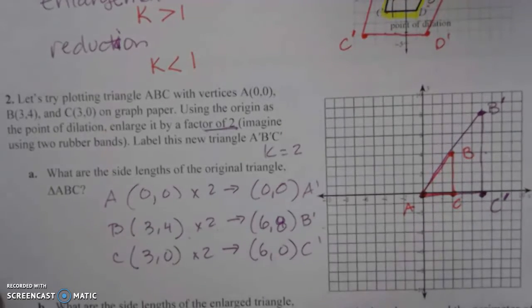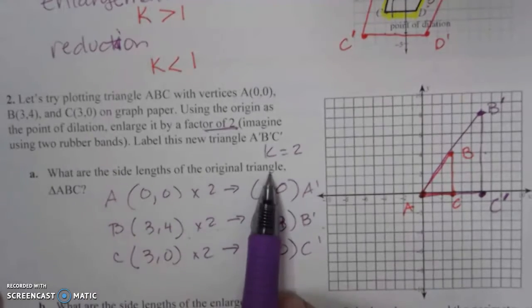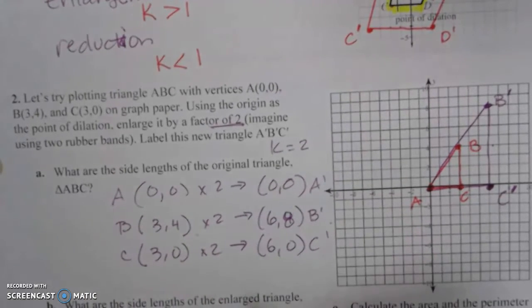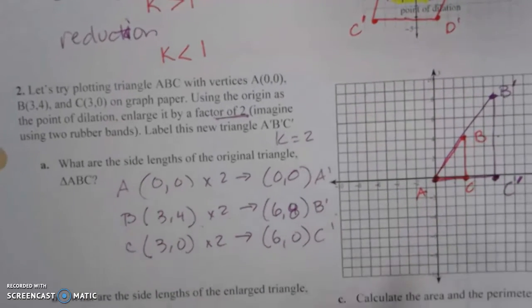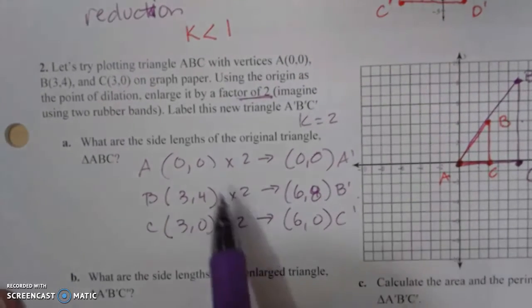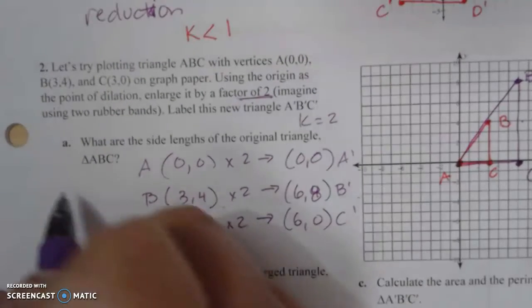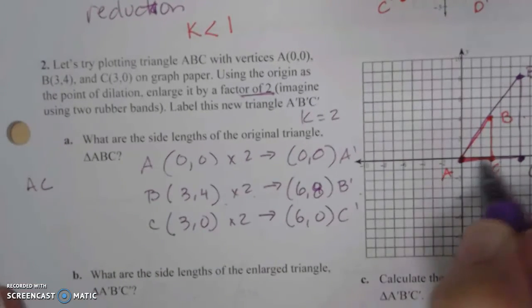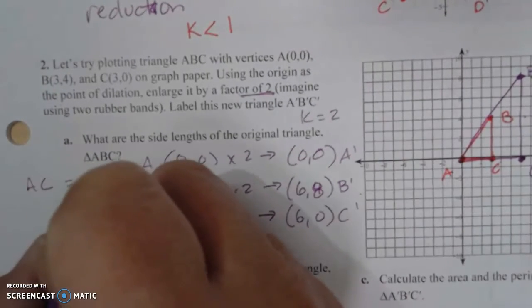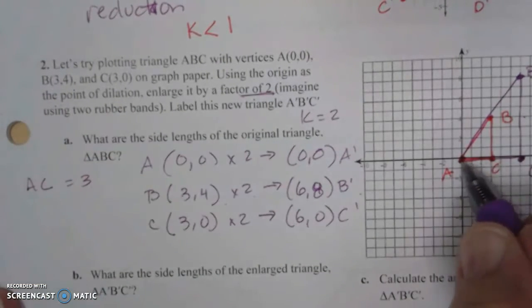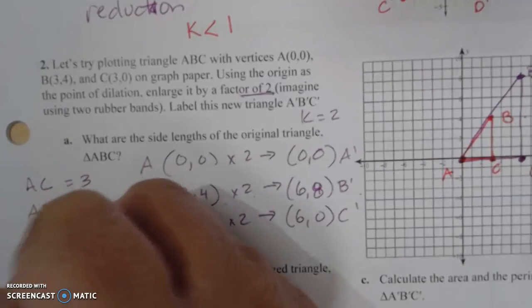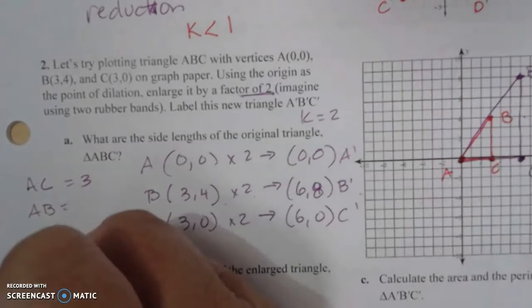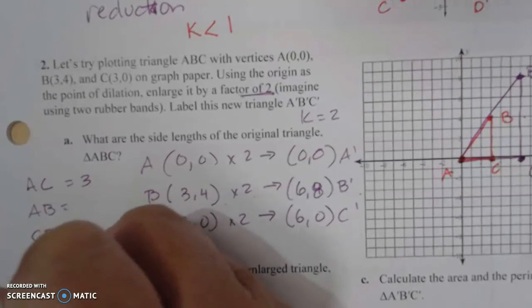All right? What are the side lengths of the original triangle? Well, I guess I should have left space here, but that's okay. We're going to move over here. We have the side lengths. A to C is 3. A to B, is this one? I'm going to have to figure it out. C to B equals 4.